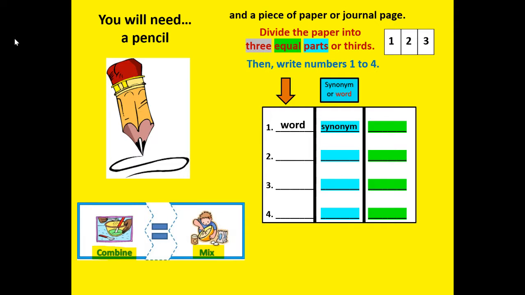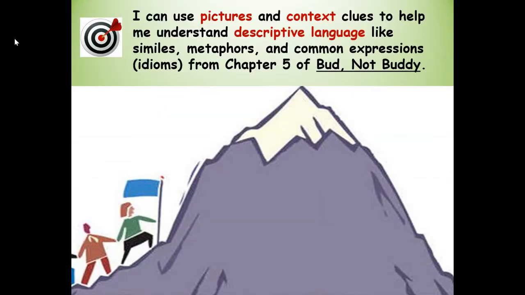If you can't think of a synonym or don't have time to write a short definition, that's okay. You can rewrite the word a second time. And then in the third column, I want you to draw a picture or a sketch to help you remember what the word means. And you're going to do this for all 4 words. So let's go over our learning target. And if at any time I'm going too fast, push pause, get caught up, and then push play.